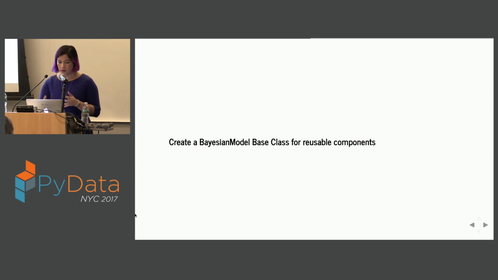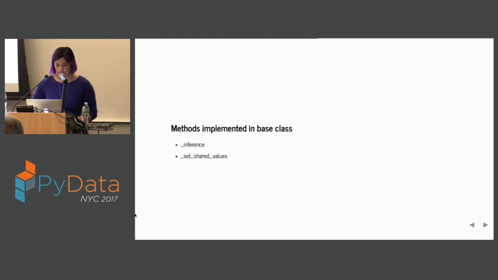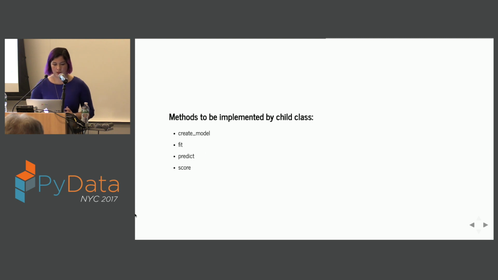All right. As I was creating my custom class, I noticed that a number of the properties and methods I wrote were not specific to this particular model. So I decided to create a Bayesian model base class for reusable components. The base class has 2 methods, inference and set shared values. Set shared values just calls the Theano set value function on Theano shared variables. The child class has to implement the following methods: create model, fit, predict, and score.